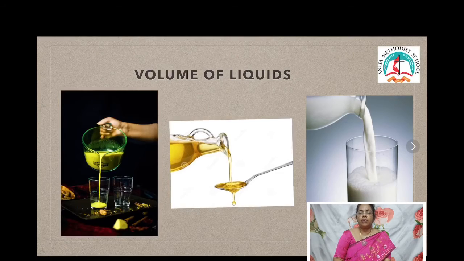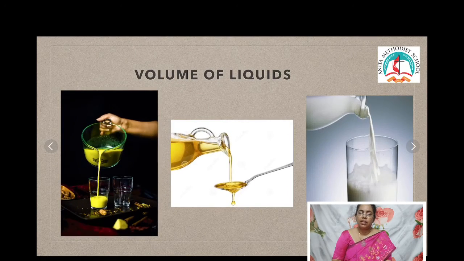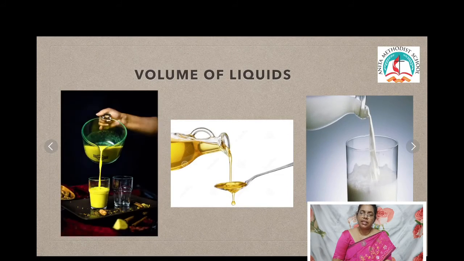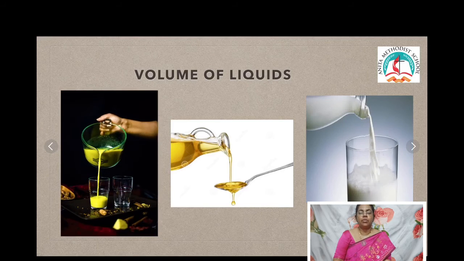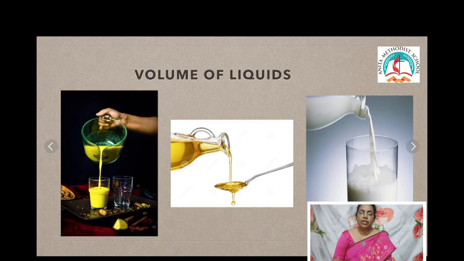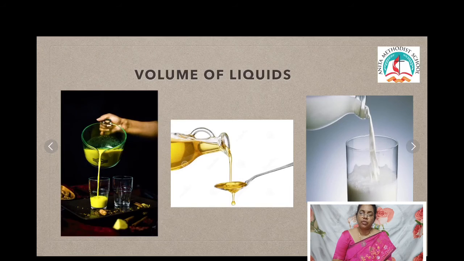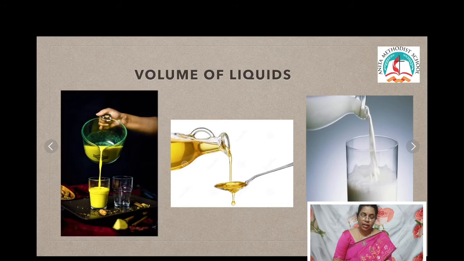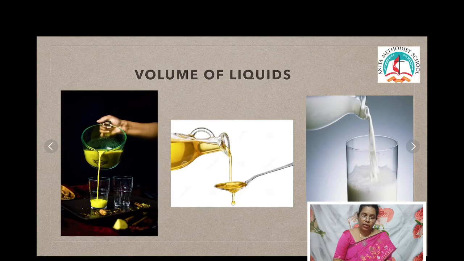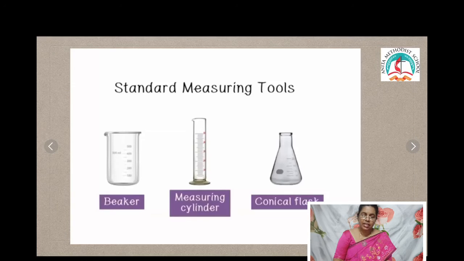Now let's learn about the volume of liquids. Liquids occupy space and also they have a definite volume. But they don't have a definite shape, they take the shape of the container. And the volume of the liquid cannot be determined as in the case of solids. There are some measuring tools like beaker, measuring cylinder, conical flask to measure the volume of the liquid.